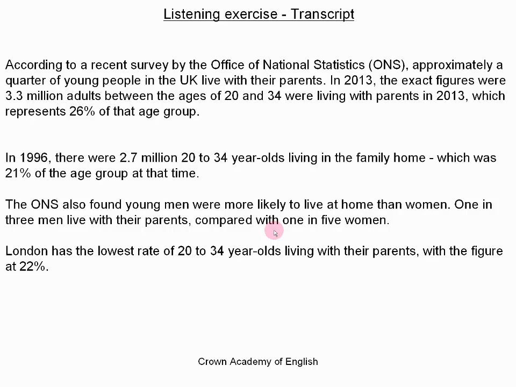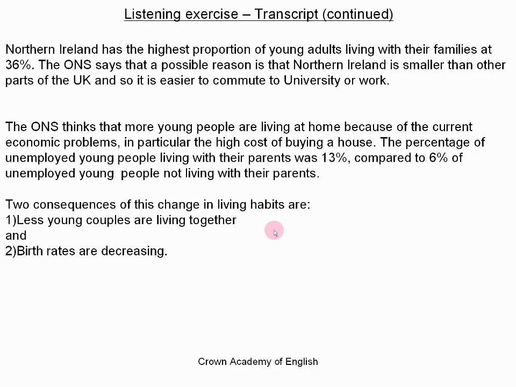London has the lowest rate of 20 to 34-year-olds living with their parents, with the figure at 22%. Northern Ireland has the highest proportion of young adults living with their families at 36%. The ONS says that a possible reason is that Northern Ireland is smaller than other parts of the UK, and so it is easier to commute to university or work. The ONS thinks that more young people are living at home because of the current economic problems, in particular the high cost of buying a house.